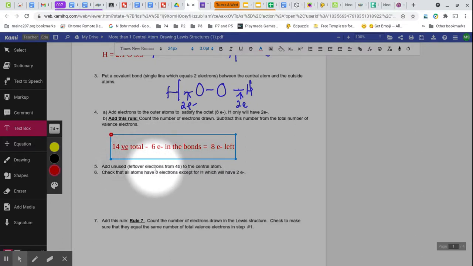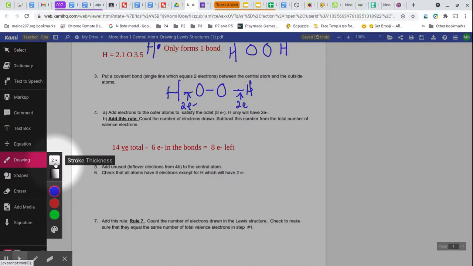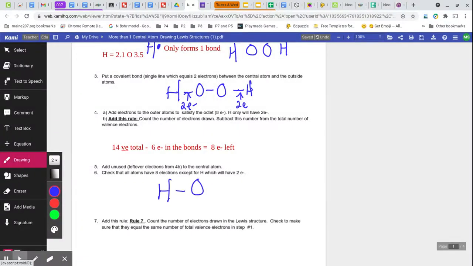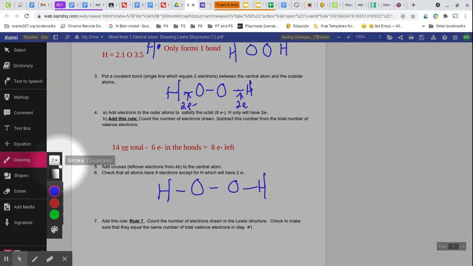Add unused leftover electrons from 4b to the central atom. And we happen to have 2 central atoms. So now I'm going to draw adding the leftover electrons. Remember, there are 8. And we always add electrons in pairs. So I'm just going to change my drawing thickness so I can drop my dots. Okay, so here we go. I add them in pairs. There's 2, there's 4, there's 6, and there's 8. And then we added this rule already. Count the number of electrons drawn in the Lewis structure.